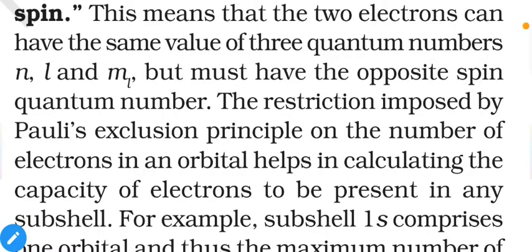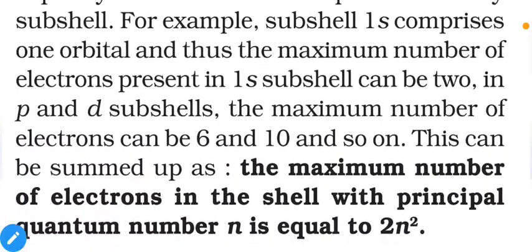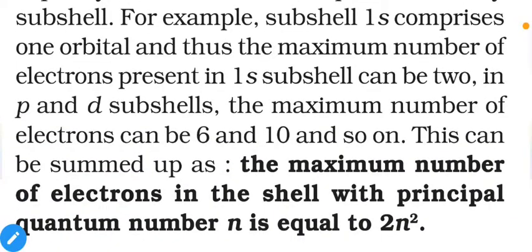The restriction imposed by Pauli's exclusion principle on the number of electrons in an orbital helps in calculating the capacity of electrons in any subshell. For example, subshell 1s comprises one orbital, and thus the maximum number of electrons in it will be 2. In p and d subshells, the maximum possible number of electrons will be 6 and 10, and for f it will be 14.